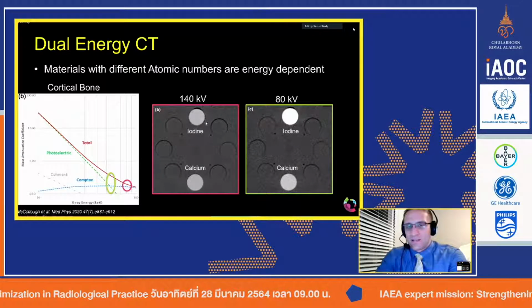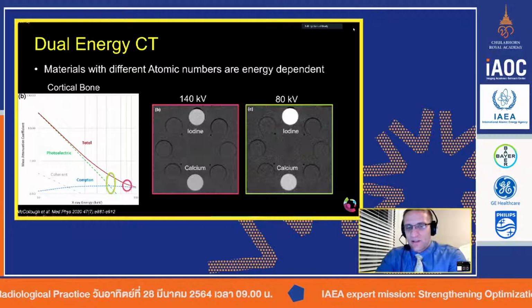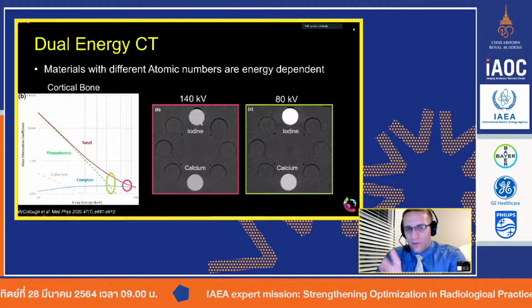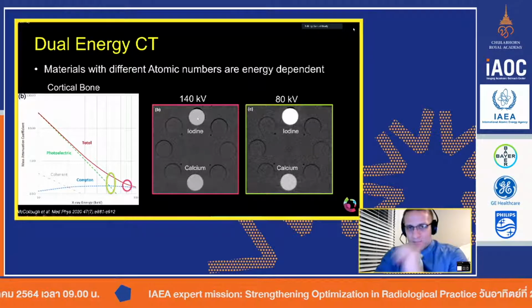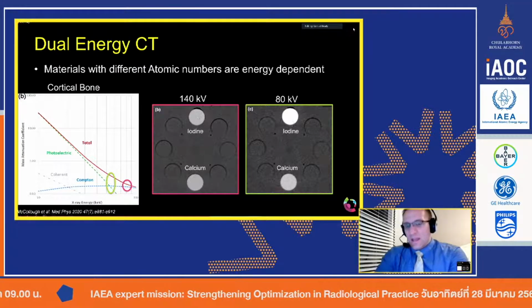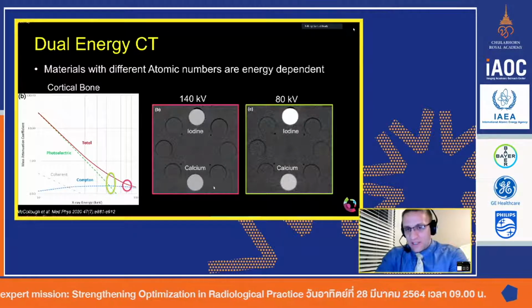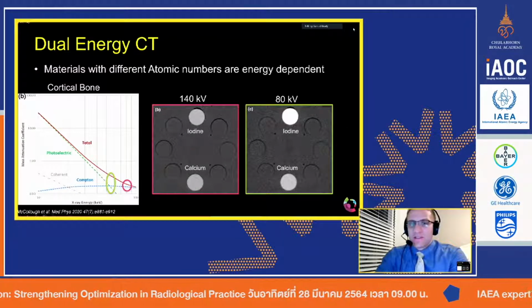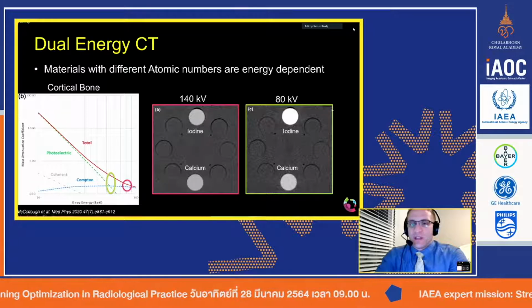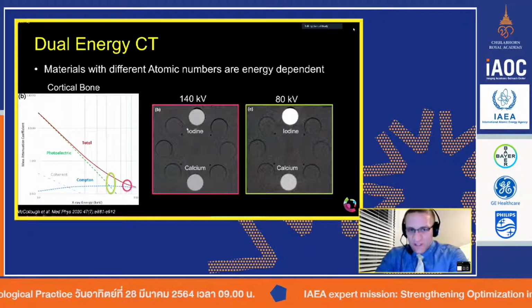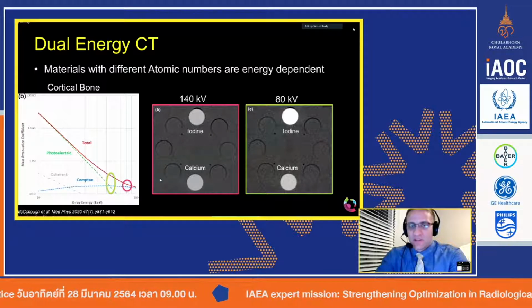But you can see here how iodine, when the X-rays interact with iodine, appeared differently at 2 different energies. Calcium is subtly different, but not as much. And this is the fundamental reason we can create an image with dual energy: each material will look slightly different at different energies.